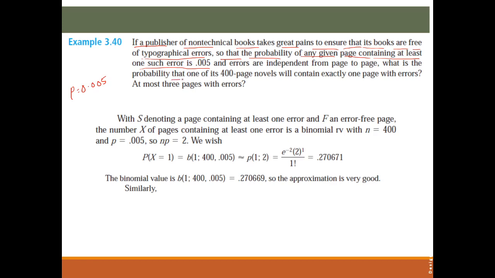Now what is the probability that one of the 400 pages, so here n is 400, right, will contain exactly one page with error? So the number of trials is 400. Here S denotes a page containing at least one error and F an error-free page. Okay, so S is success. Success means a page containing at least one error, and F is a page free from error.